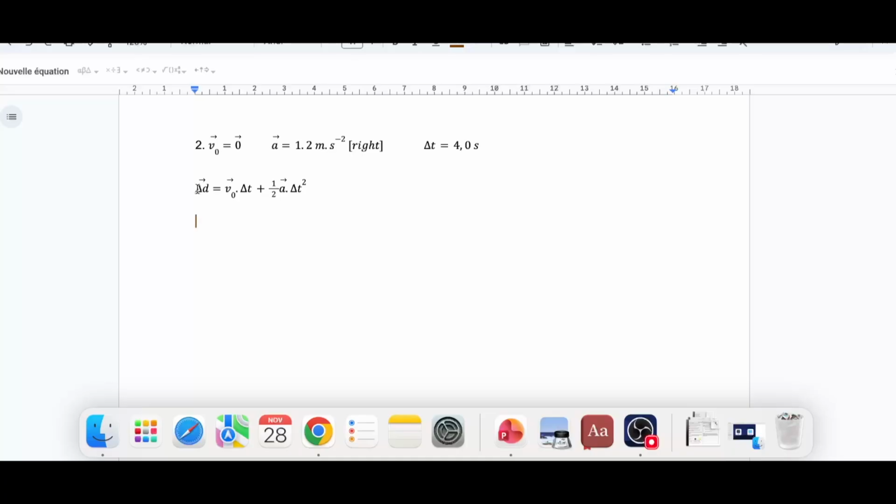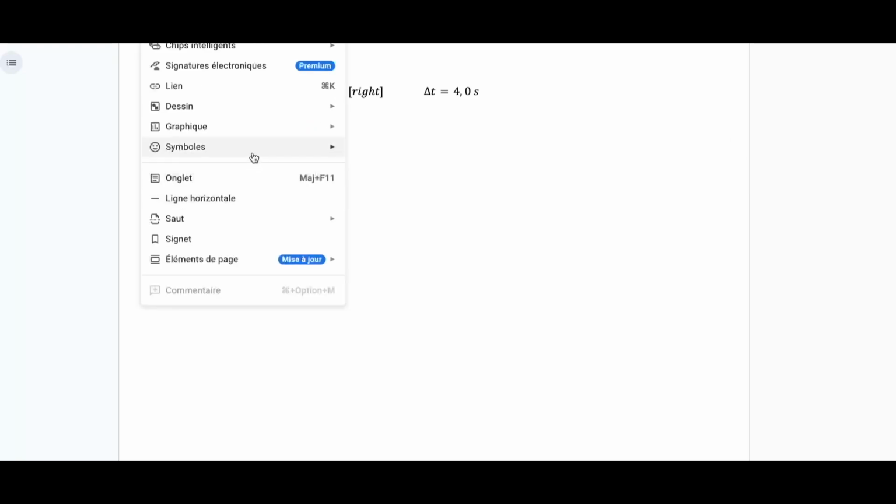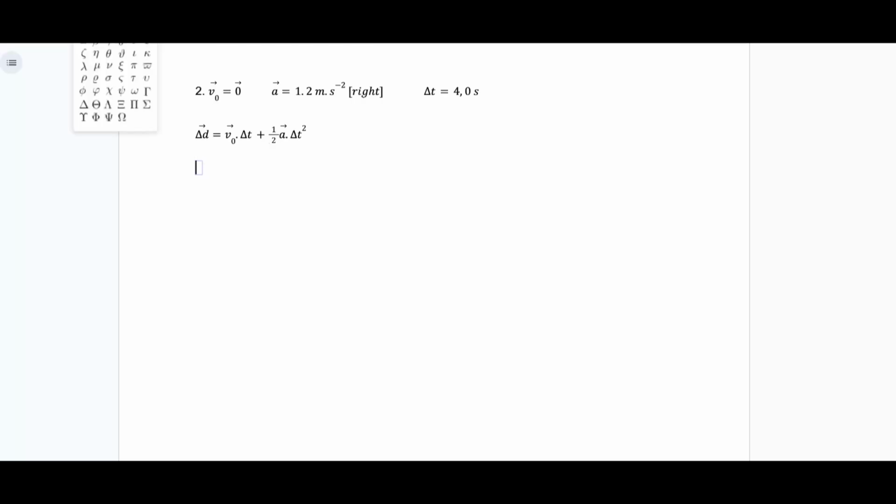We know that everything is horizontal, so we're just going to replace it horizontally. And we know that this little piece here is 0 because the initial speed is 0. So we're going to rewrite this equation by removing everything that's not necessary, and we're going to remove the vectors. So the distance traveled equals 1/2. Acceleration is 1.2, positive to the right. And the time is 4.0 squared.